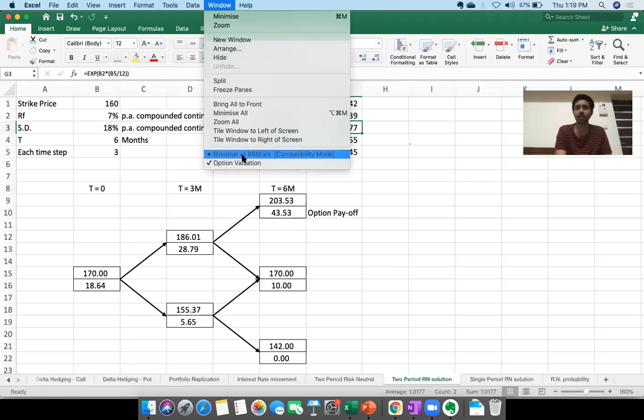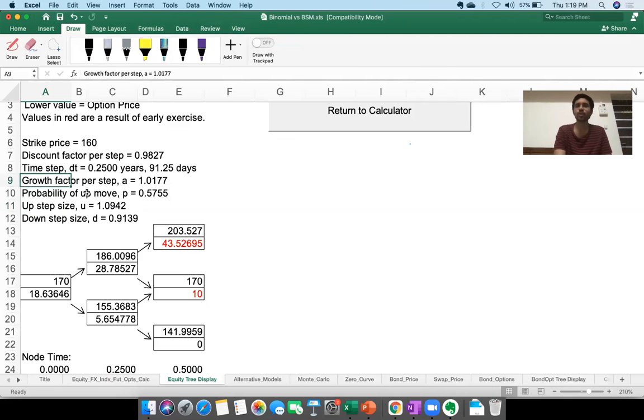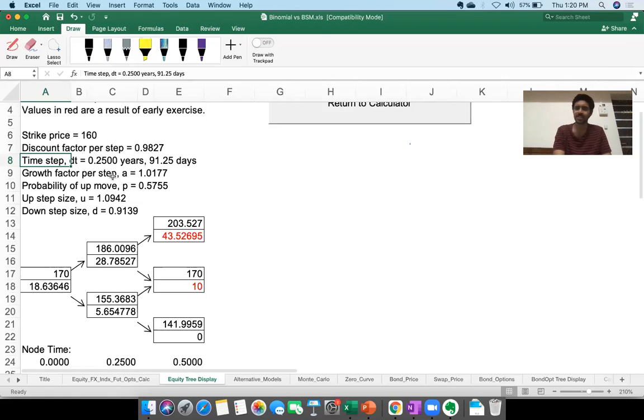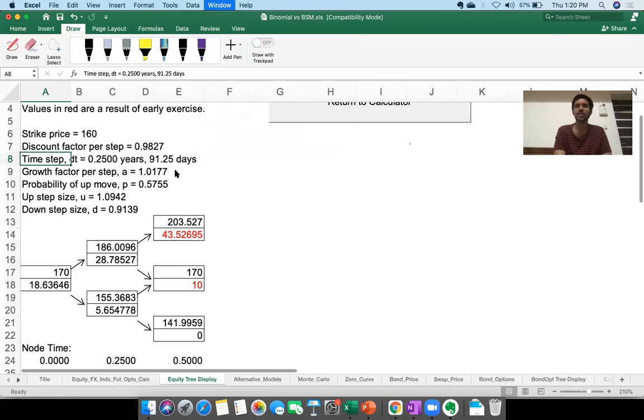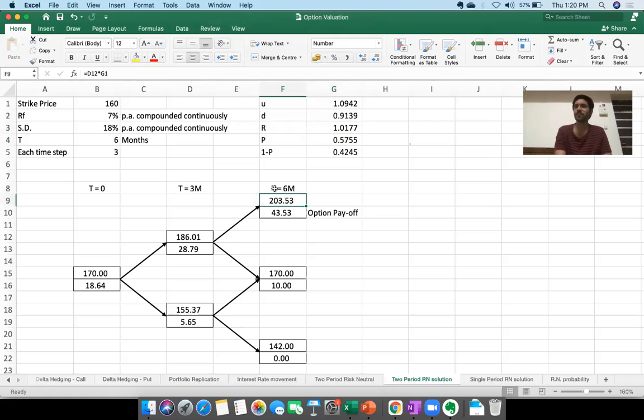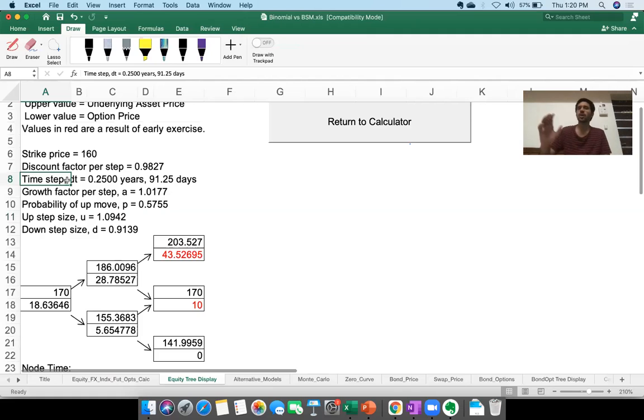So if I go to the other Excel file, you would see the growth factor per step A is 1.0177. So what we denoted as capital R, which is nothing but e power RT, Hull has denoted as A. And this is of course the time step, where he's saying each time step is 0.25 years. 0.25 years is nothing but 3 months. And even we assumed the same thing, right? 3 months to be each time step. So the number of time steps is 2, where each time step is 0.25 years or 3 months, which is equal to 91.25 days.